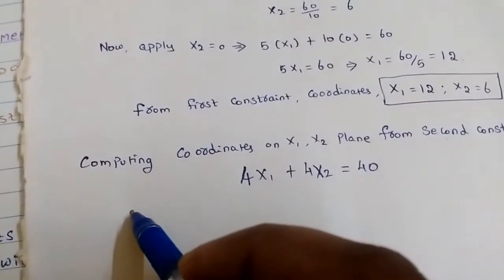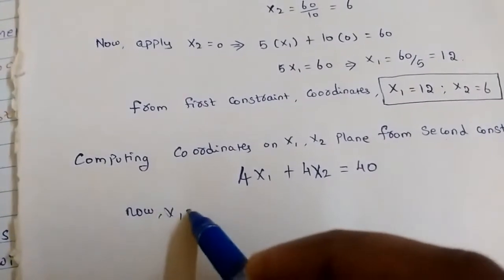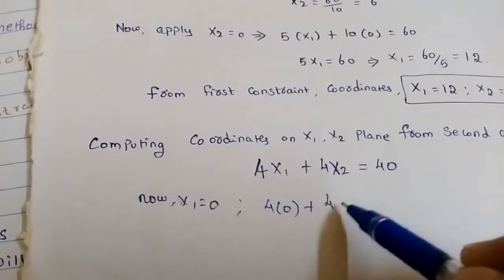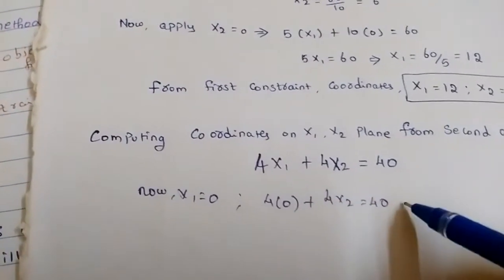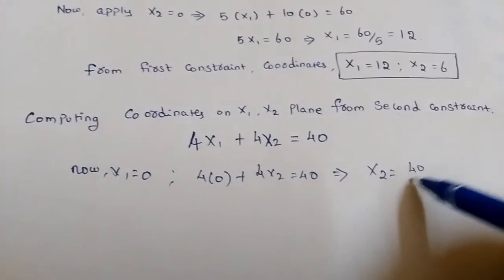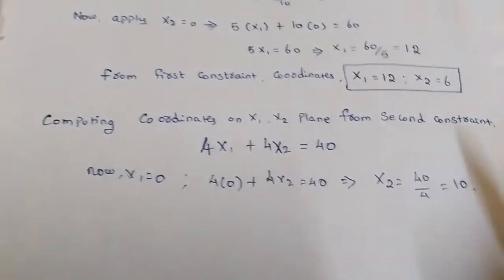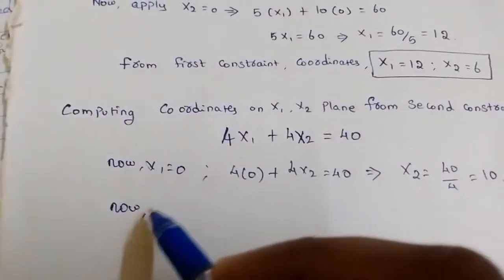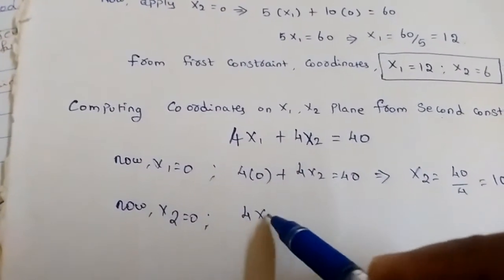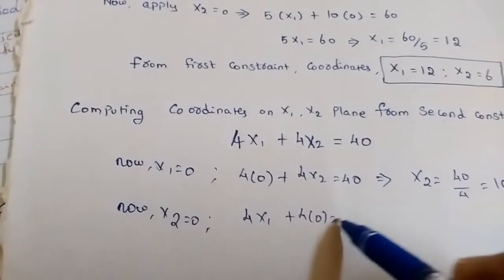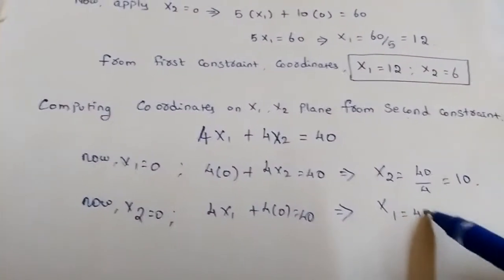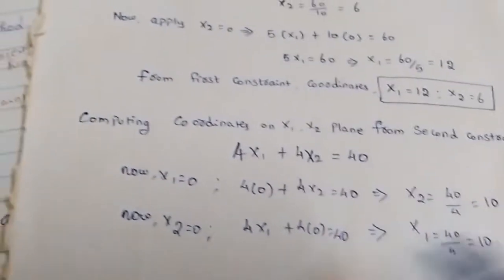Similarly, first step, now x1 equal to 0. 4 into 0 plus 4 into x2 equal to 40. Here what we get? x2 equal to 40 by 4, which is equal to 10. Now take x2 equal to 0. Apply x2 equal to 0. 4 into x1 plus 4 into 0 equal to 40. From here x1 equal to 40 by 4, which is equal to 10.